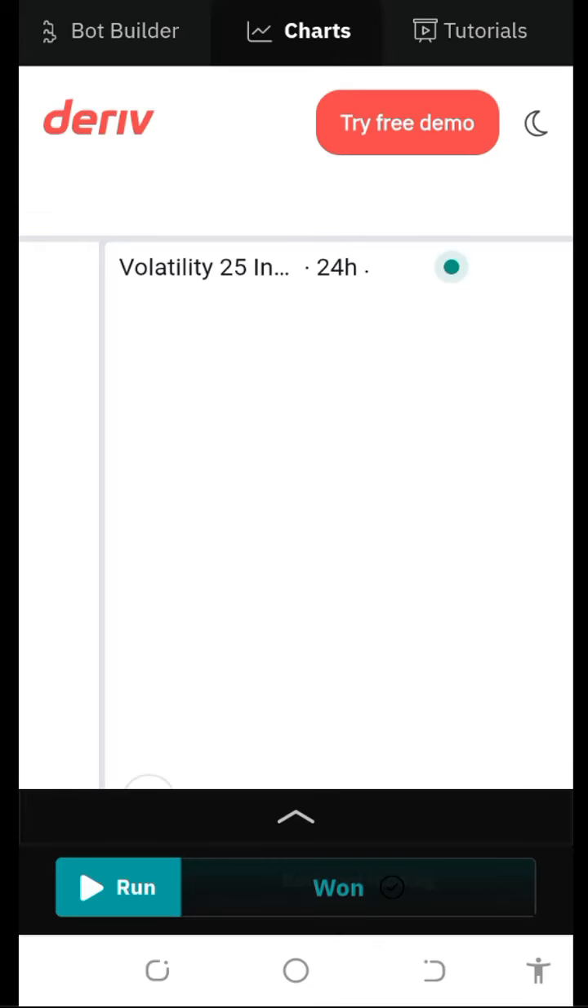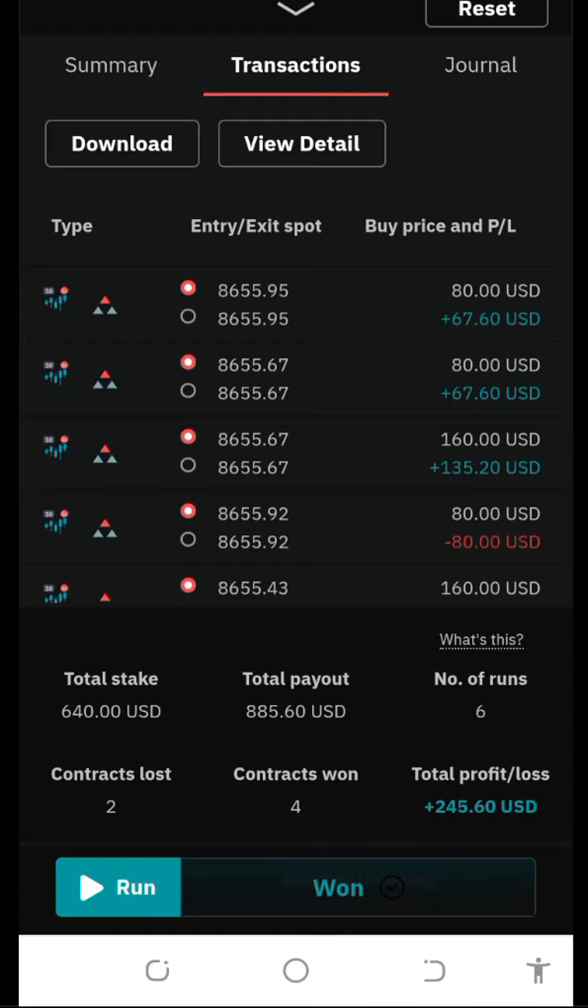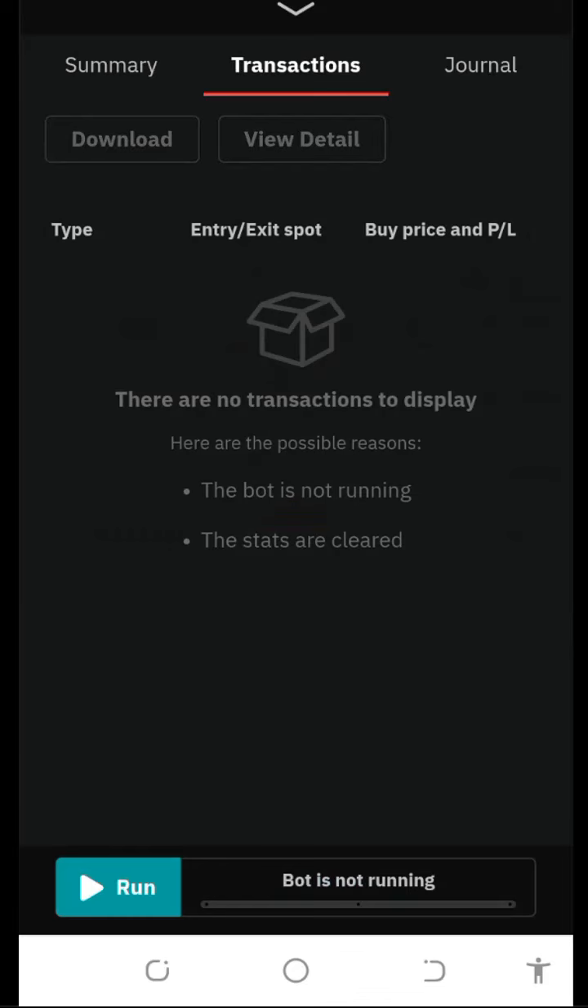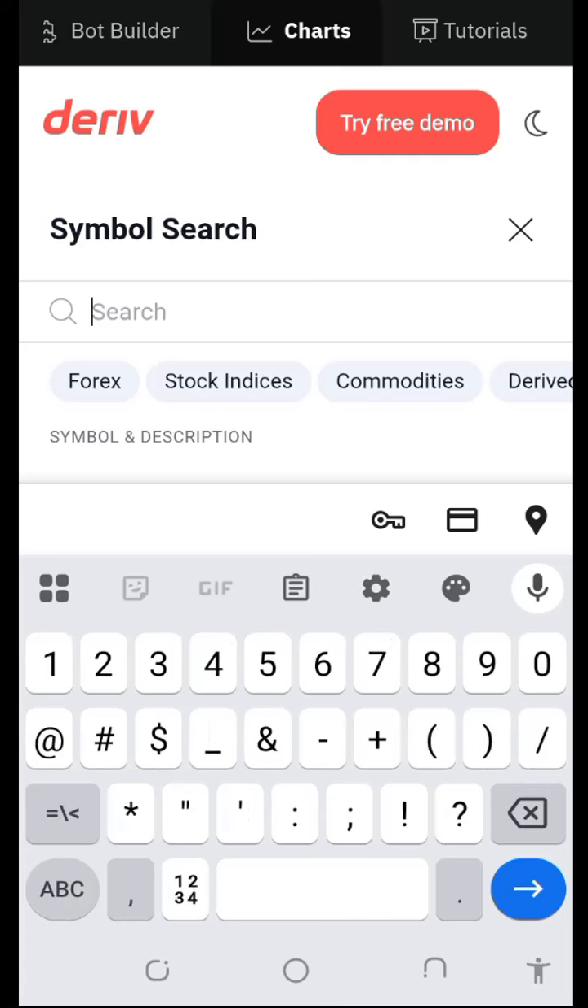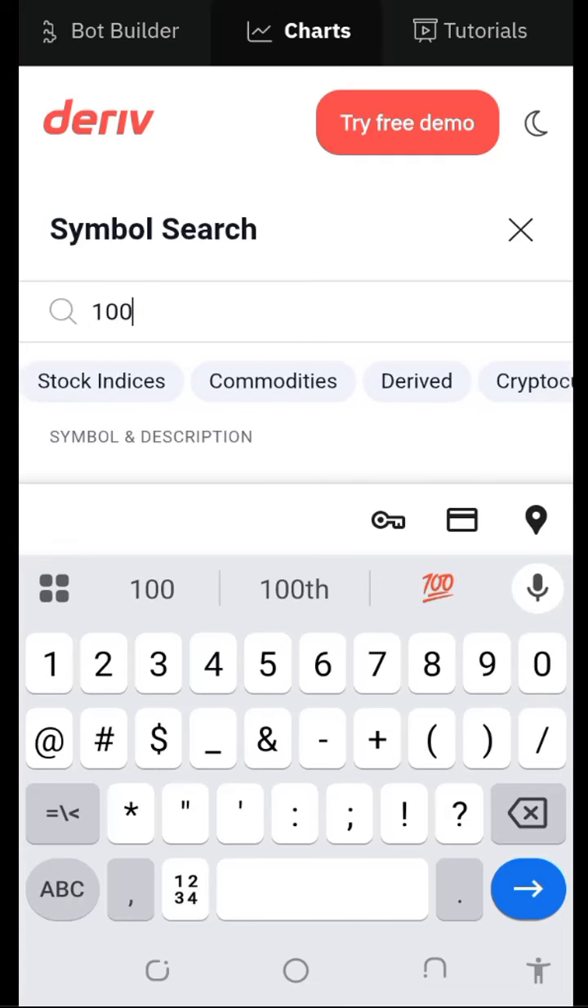So we are doing rise and fall, volatility 101S, but we want to analyze. Let's reset everything. We want first of all to analyze using the chart, using the Bollinger Bands and the relative strength index to see whether we'll get a very good entry.